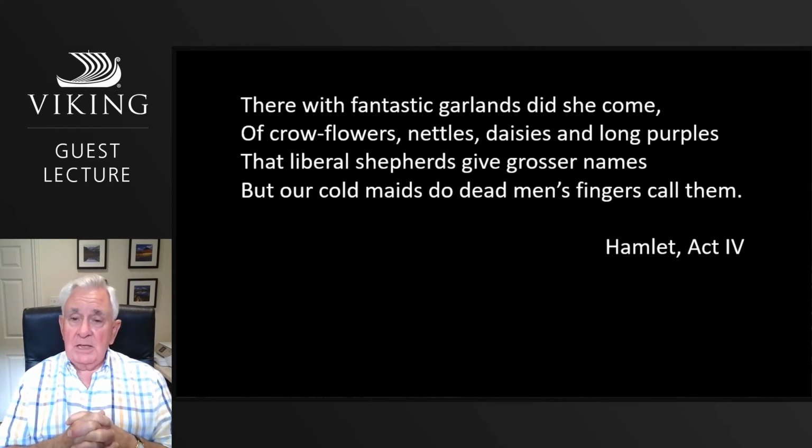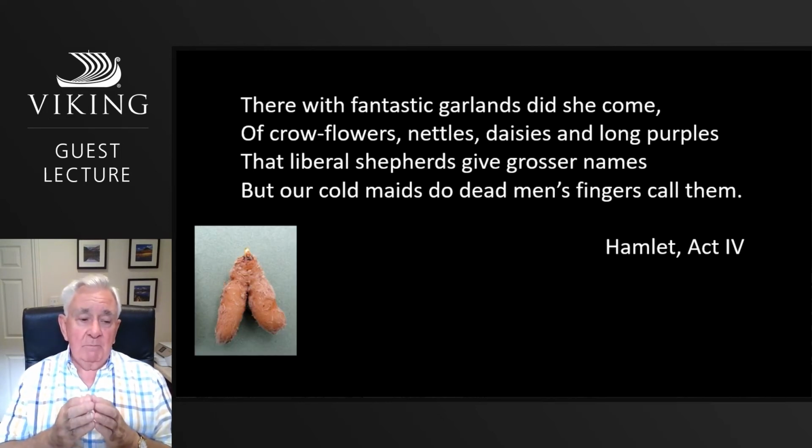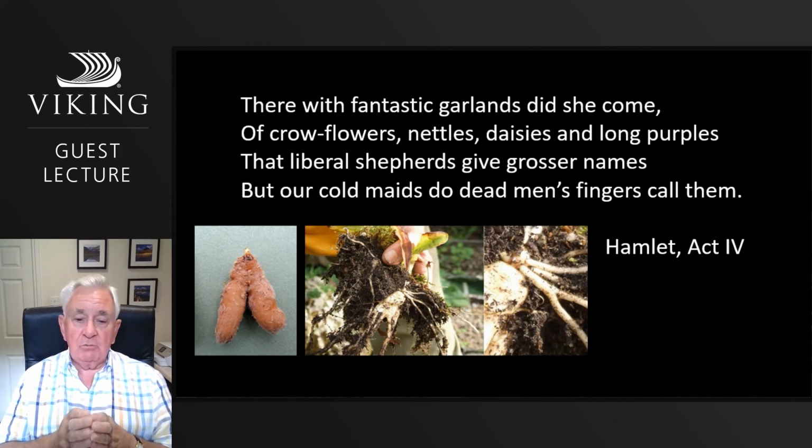Well, these flowers have significance. Long purples is the common British orchid, and the grosser names come from the fact that the tubers look like testicles, and then the dead men's fingers, you sometimes will see the roots like that. This is Ophelia reaching the end of her life, and it's all about sex and death.